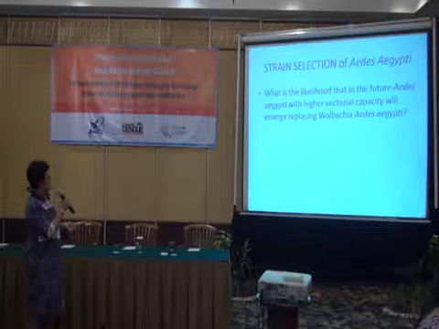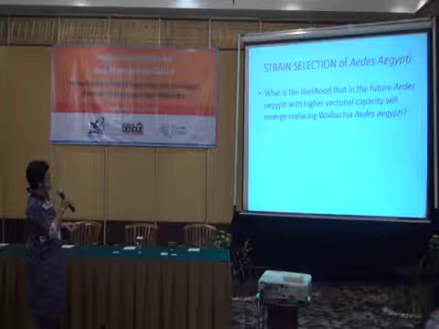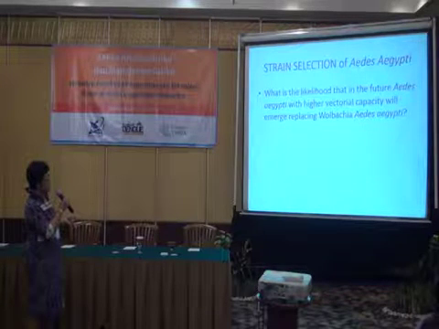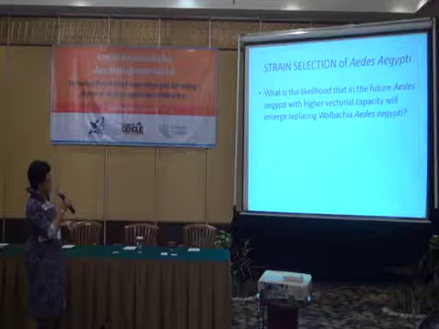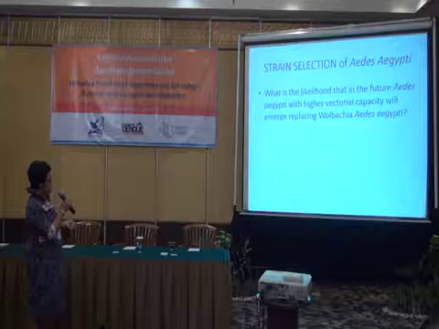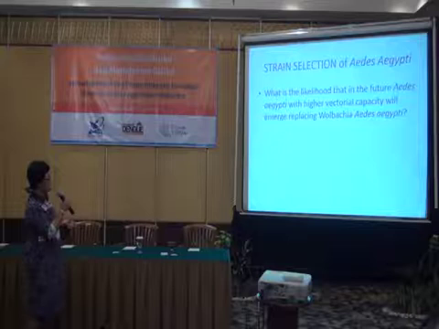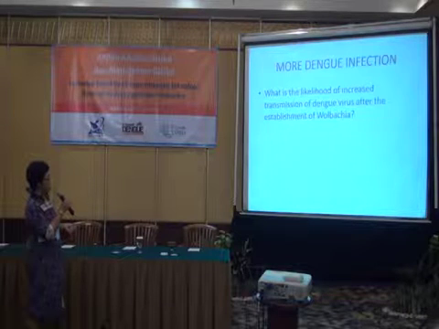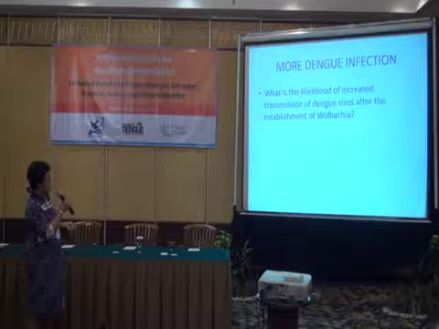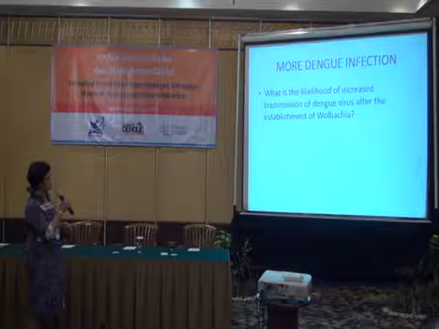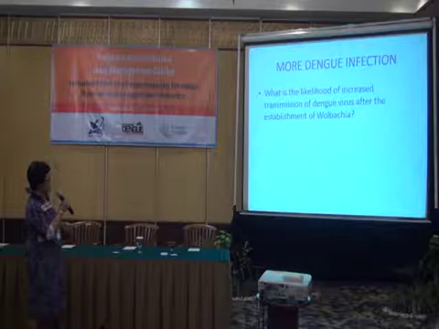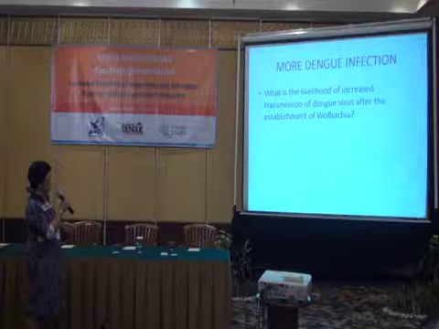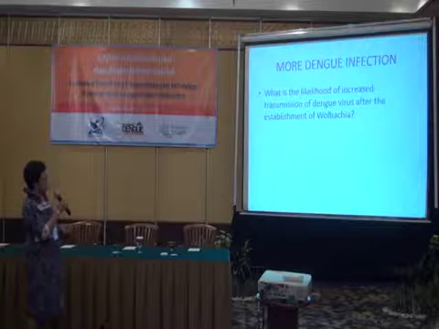And then strain selection of Aedes aegypti. What is the likelihood that in the future Aedes aegypti with higher vectorial capacity will emerge, replacing Wolbachia Aedes aegypti? And more dengue infection. What is the likelihood of increased transmission of dengue virus after the establishment of Wolbachia?